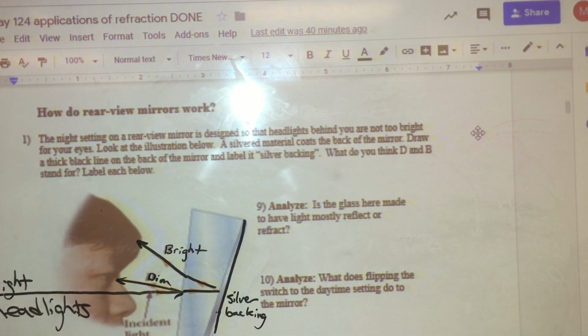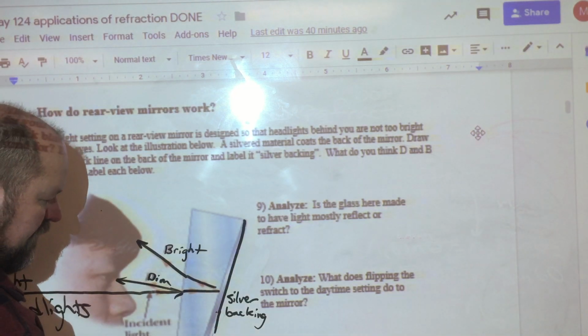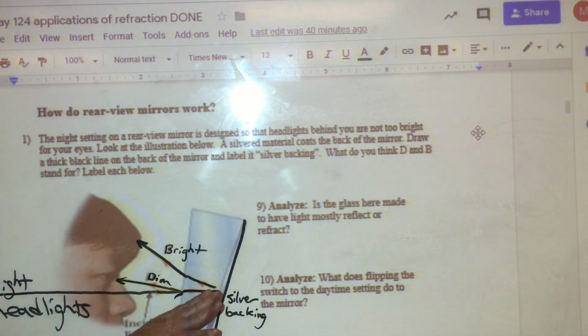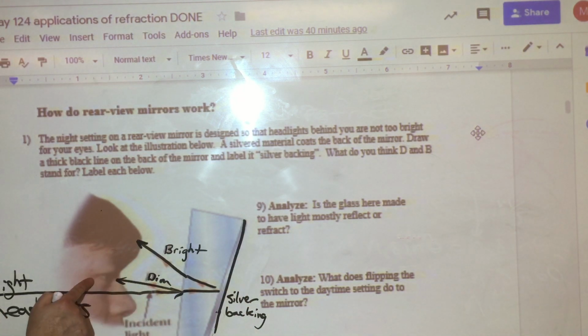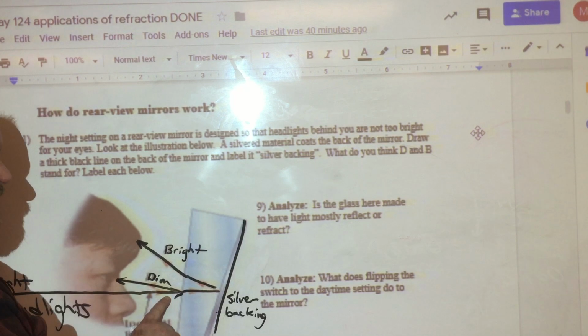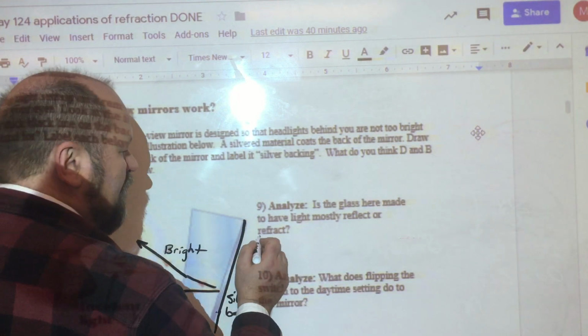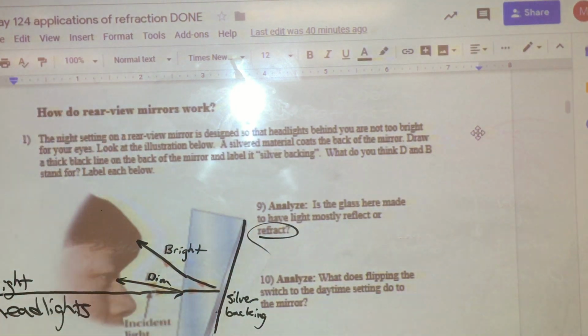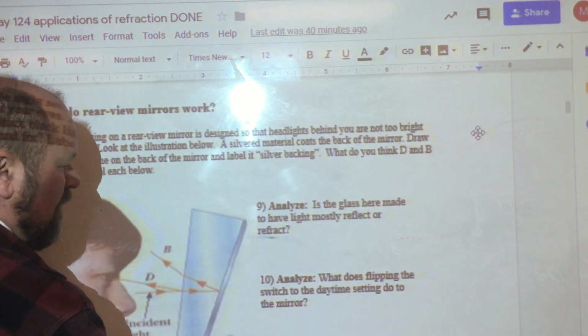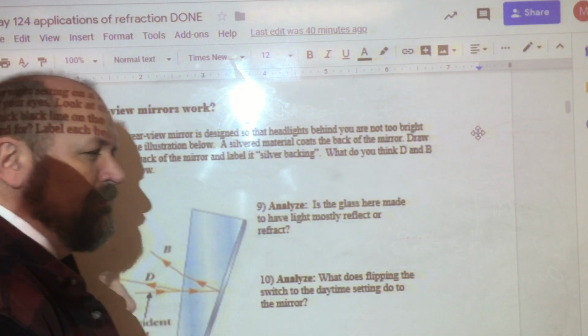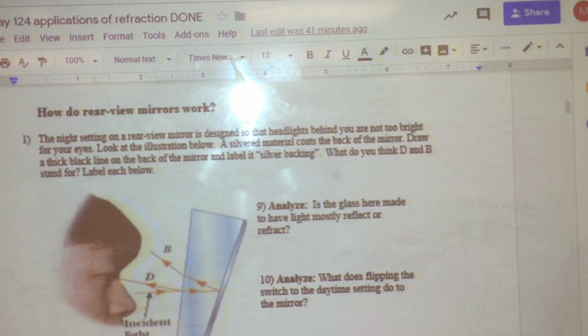When we put it onto the daytime setting, what happens is that we tilt this mirror so that all the angles are a little bit more vertical, and this bright light ends up hitting your eyeballs, and the dim setting ends up hitting your nose and your mouth. So number 9, is the glass here made to have light mostly reflect or refract? Most of it goes into the glass, bounces off the back and comes out. So it mostly refracts. Number 10, we already mentioned, it angles the mirror at a different verticalness.